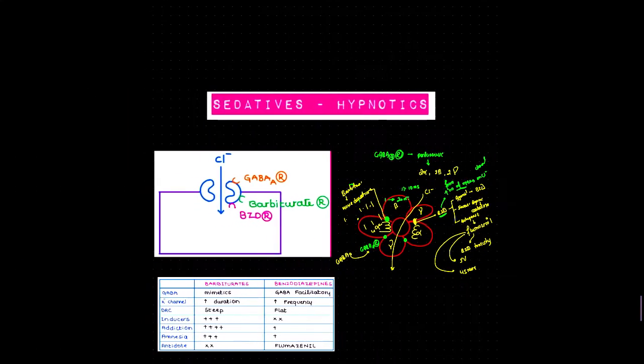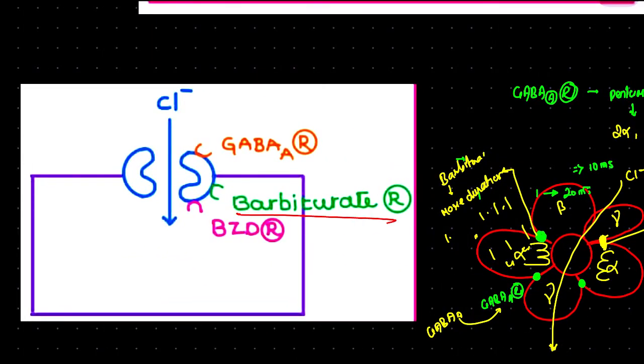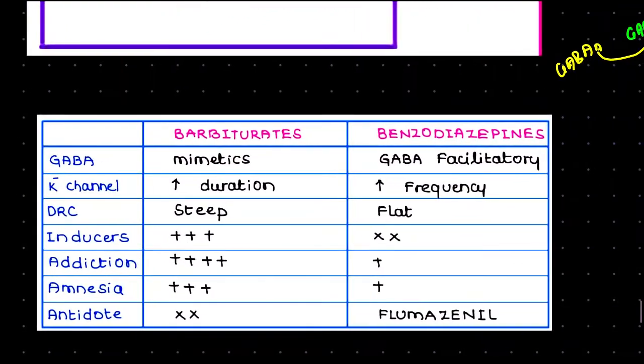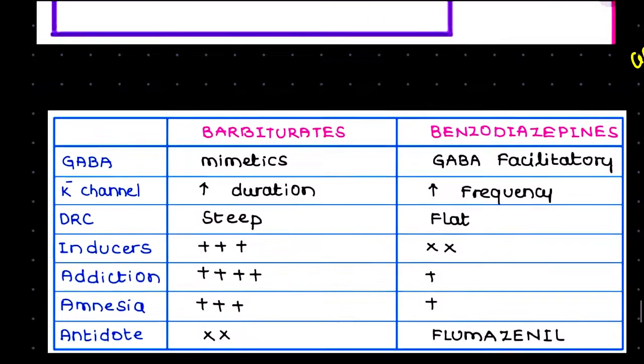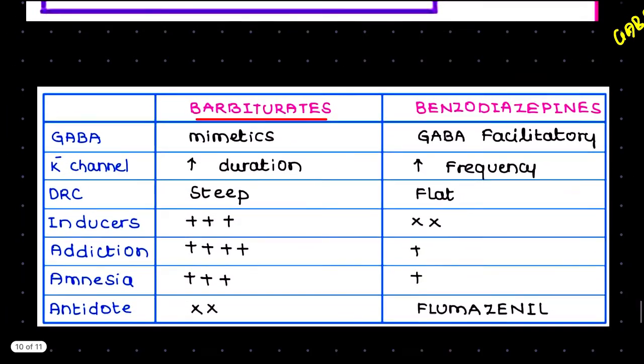Yes, we talked briefly about barbiturates and benzodiazepines, right? Now let's move into a bit more detail about these. The first difference between barbiturates and benzodiazepines is that barbiturates mimic the action of GABA, right? That means like GABA, they will open the chloride channel.